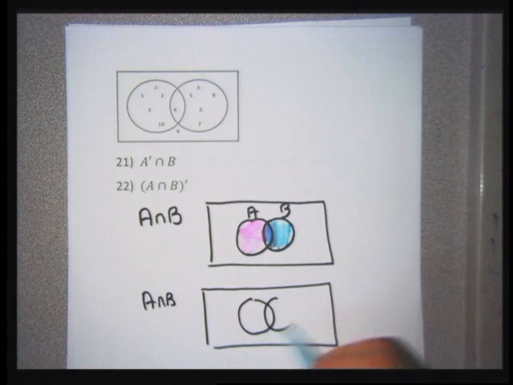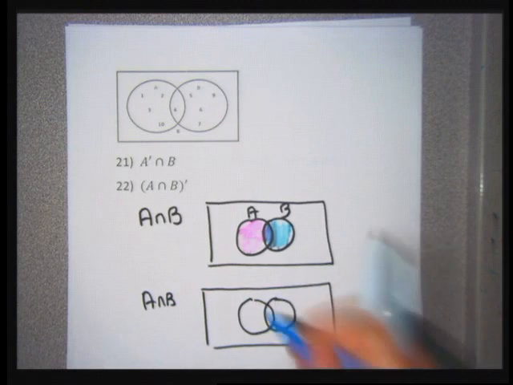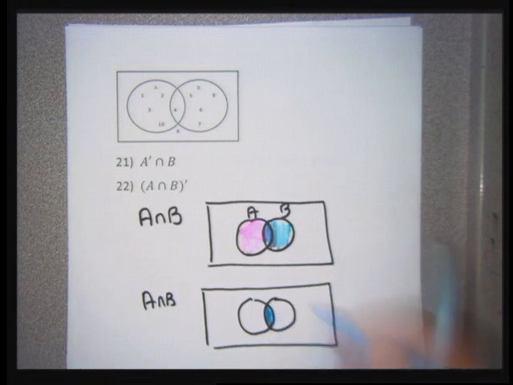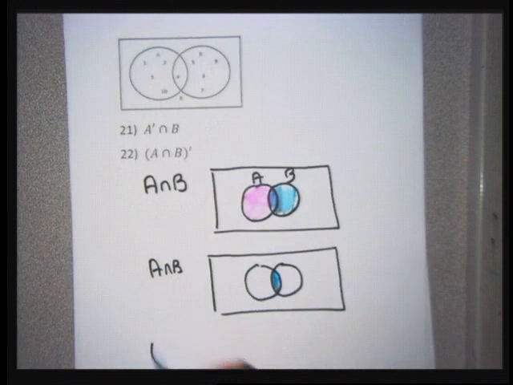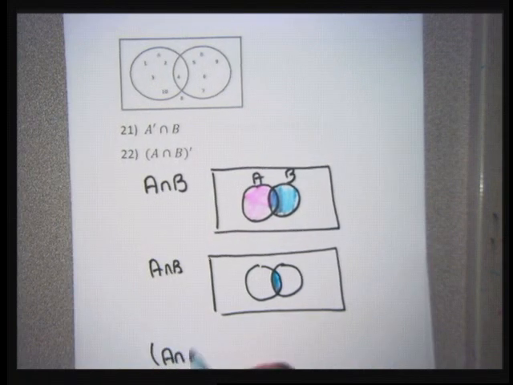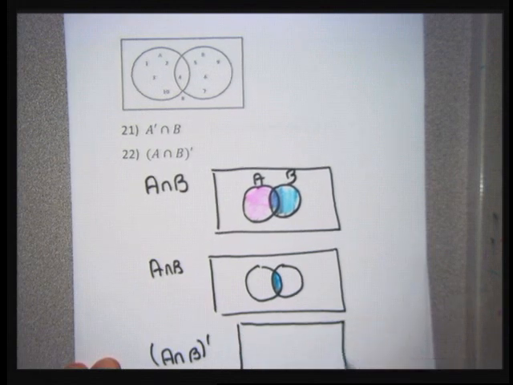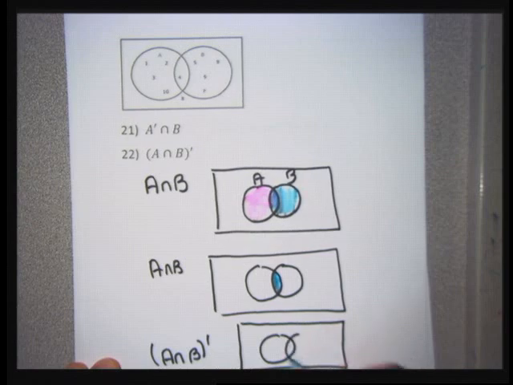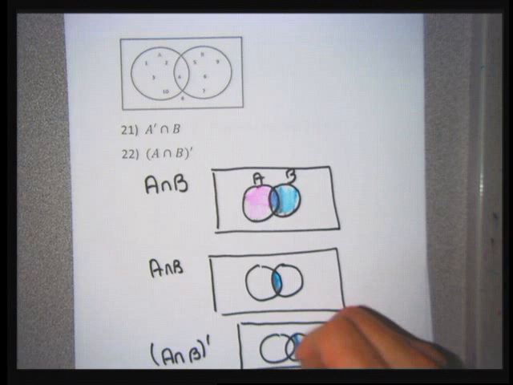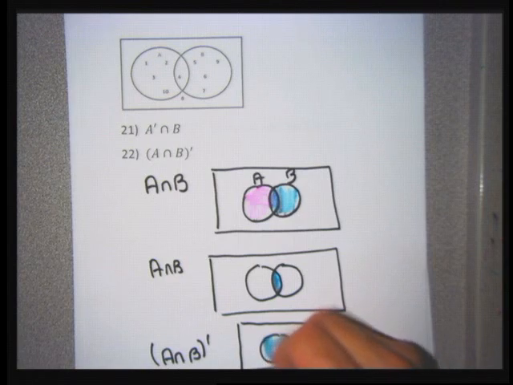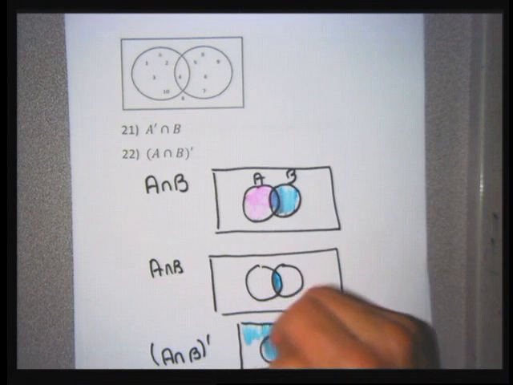So A intersection B drawn nicely is that region. That's not what I need. What I need is A intersection B complement. And again, to do a complement, anything that wasn't shaded becomes shaded. Anything that was shaded becomes white. So A intersection B complement is going to have everything but that little overlapping region between the 2 circles.